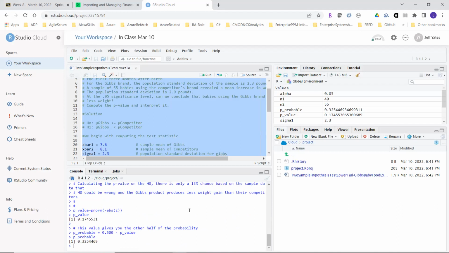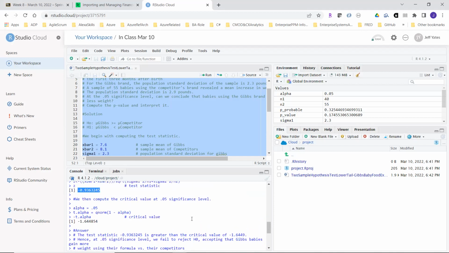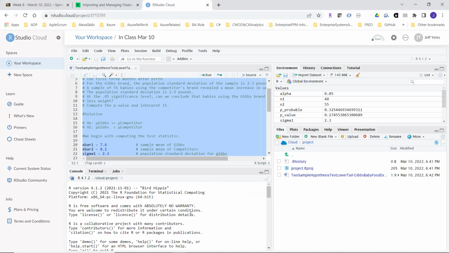Yes, half the curve. 0.325 for the entire curve, both sides. 0.174 for half the curve. So either way, our p-value is above 0.05, so we fail to reject H0. So this script right here will do that exact problem.